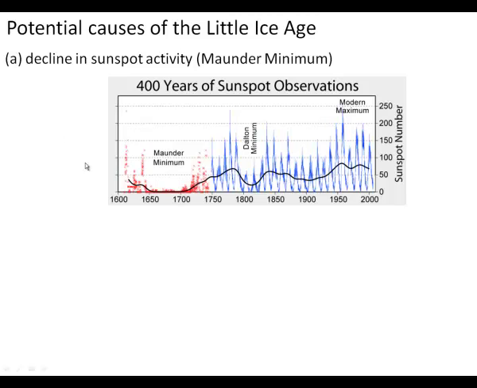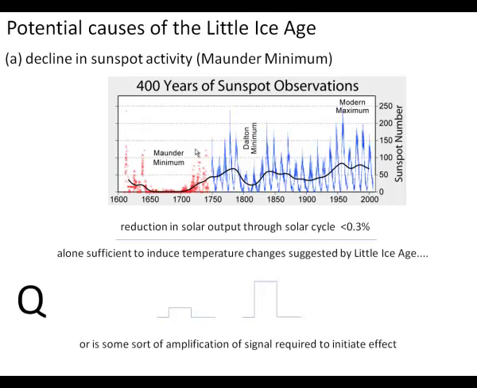So we have the decline in sunspot activity as one possible cause of this Little Ice Age, though I've already made the point that the pronounced low period that you see in the Maunder minimum doesn't really seem to fit very well in terms of the timing of the Little Ice Age itself. Leaving that aside, we've also got a second problem.